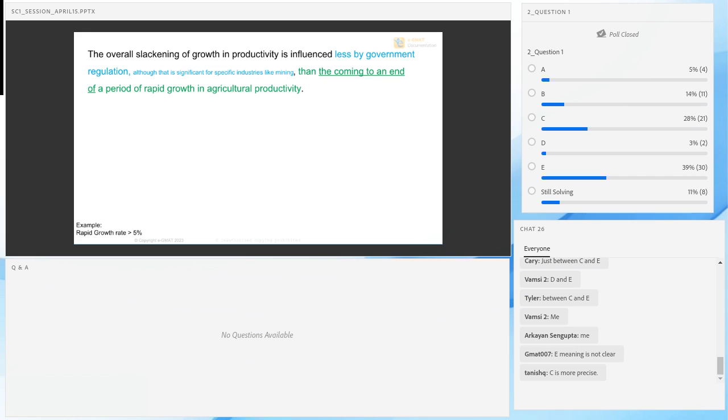Now let's take a scenario over here. Let's assume that the rapid growth rate means that the growth rate is above this 5% level. So you see this dotted line over here, right?